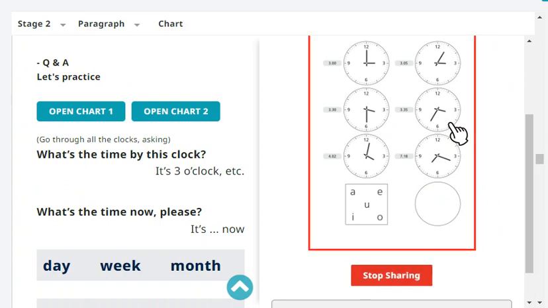What's the time by this clock? It's 35 past 3. Very good. What's the time by this clock? It's 2 minutes past 4. Well, what's the time by this clock? It's 18 minutes past 7.